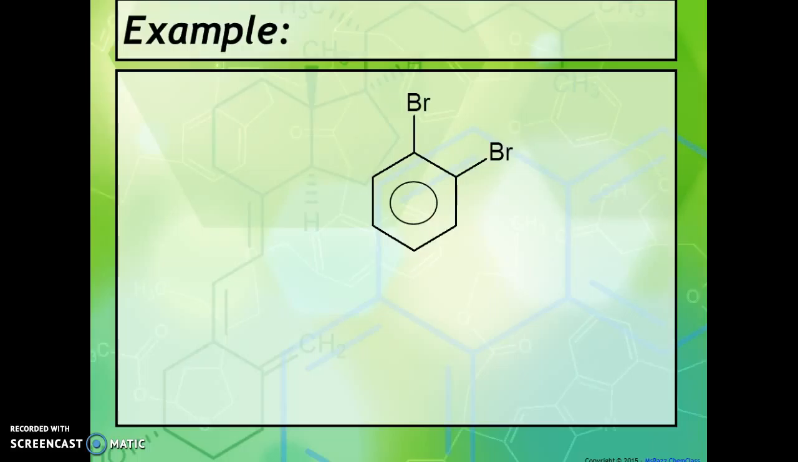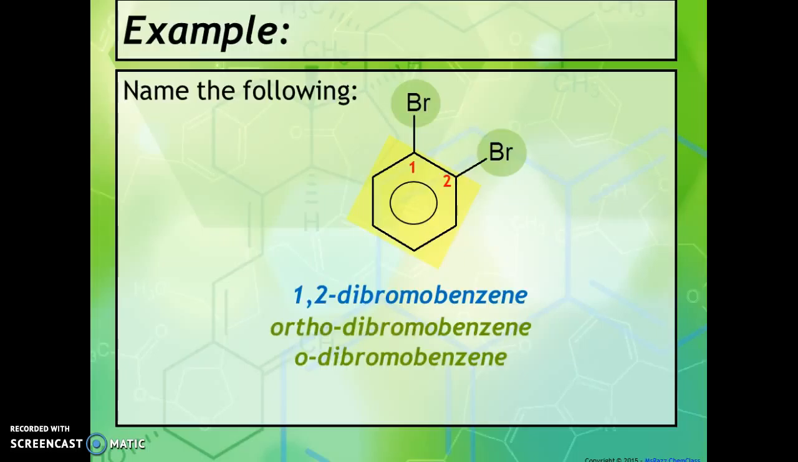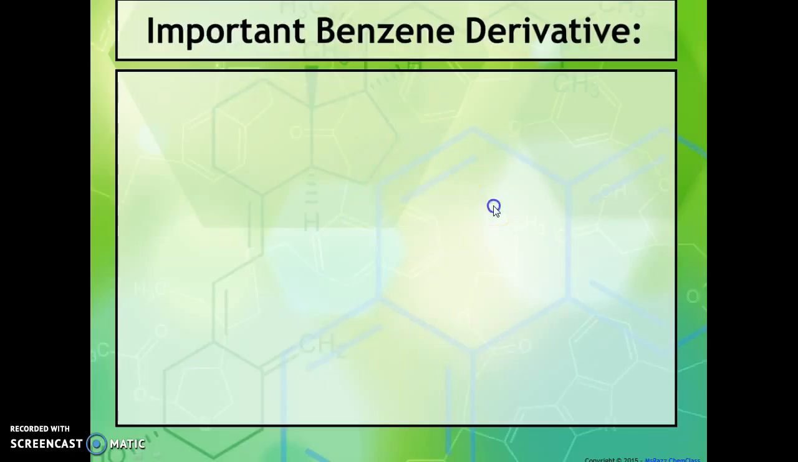We have 2 bromines here coming off of a benzene ring. This is just another way to draw a benzene ring. So what we would do here is say which ones it's coming off of. Benzene's our parent name, and we have some substituents coming off of numbers 1 and 2. So we would call it 1,2-dibromobenzene. What else can we name it? Ortho-dibromobenzene or o-dibromobenzene, because ortho means first and second carbons.